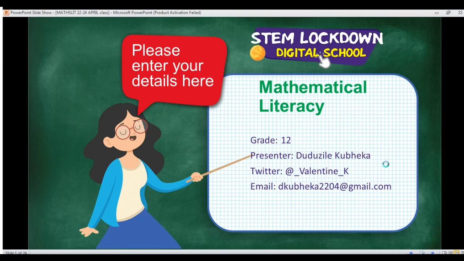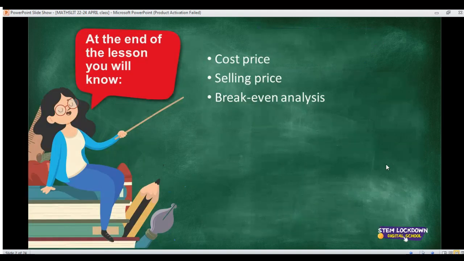So I told you yesterday that at the end of the lesson, you will know cost price, and if we still have time, we will cover selling price. But for these three days, this Wednesday, Thursday, and Friday, we'll be covering these three topics. So it will depend on how we go and on the questions from you guys.